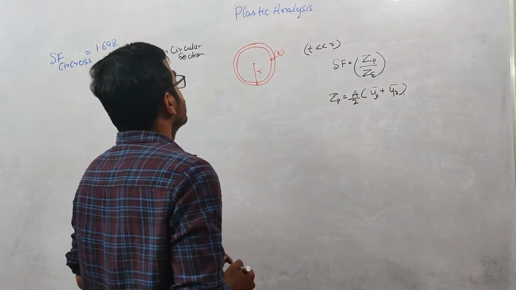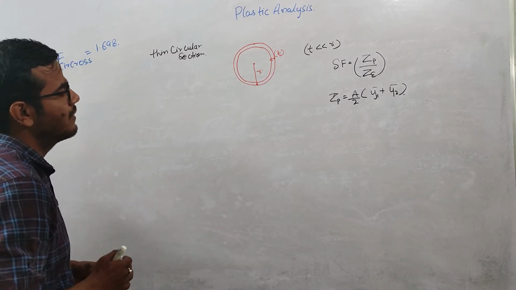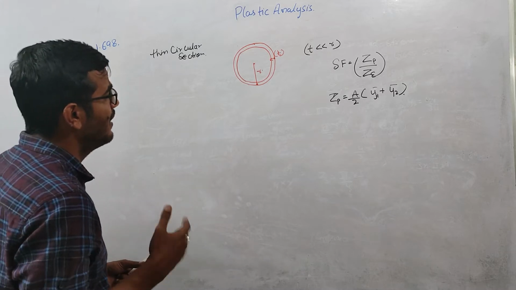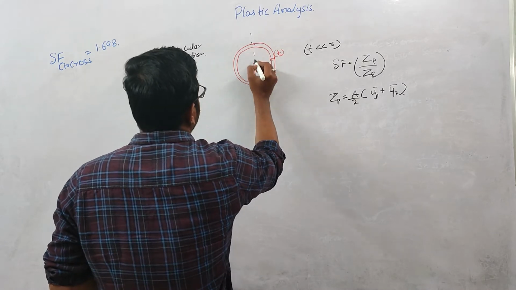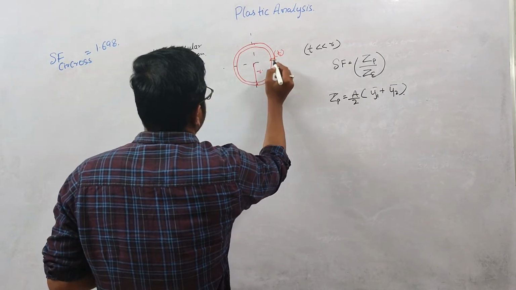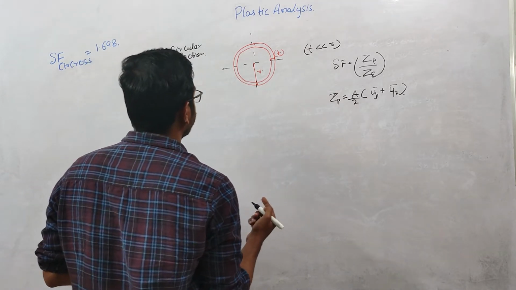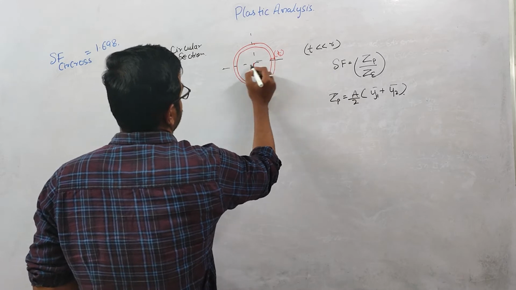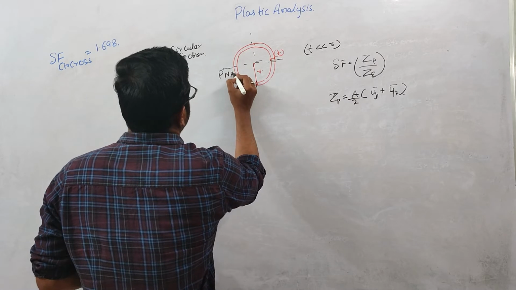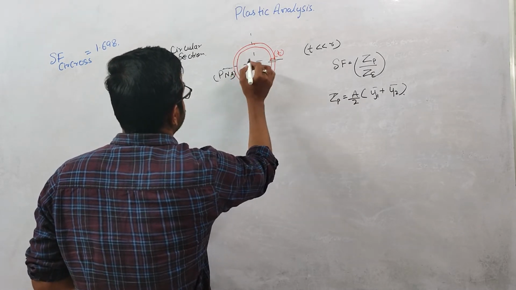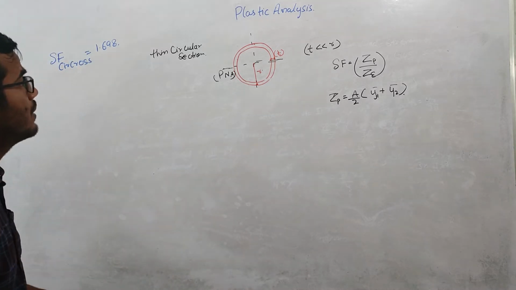So now we will be calculating this plastic section modulus, and later we'll calculate the elastic section modulus. Again you can see that this is symmetrical about both the axes. So the elastic neutral axis and plastic neutral axis both will coincide, and it will pass through this center. And this plastic neutral axis will divide this cross section area into two equal parts, right?